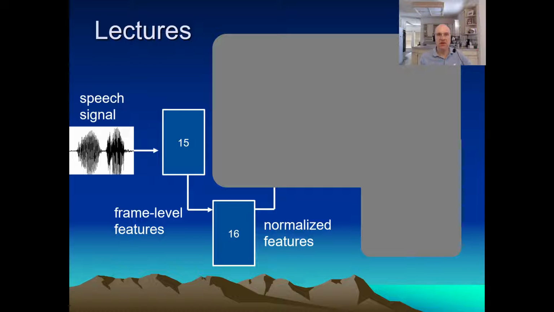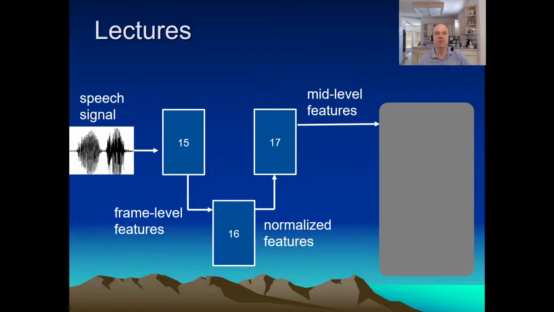People vary, so we need to normalize the features to reduce the dependence on peculiarities of the speaker's voice. And then we can aggregate to come up with mid-level features, things like the average pitch height over a word, things that actually correspond more to some aspect of perception.